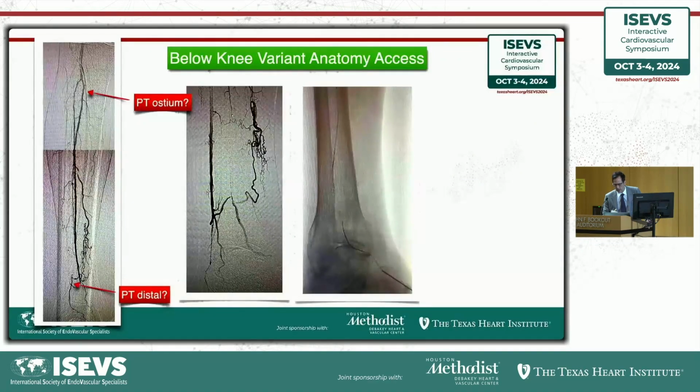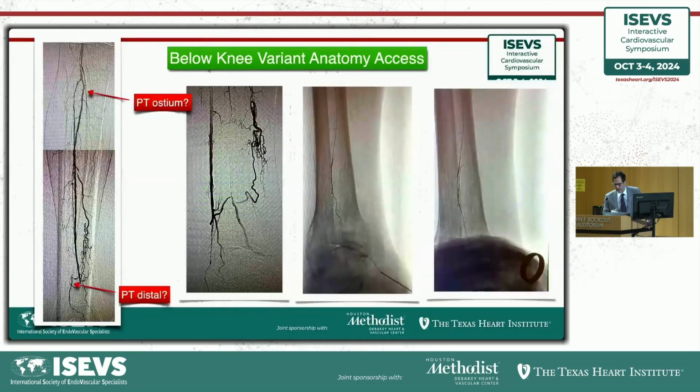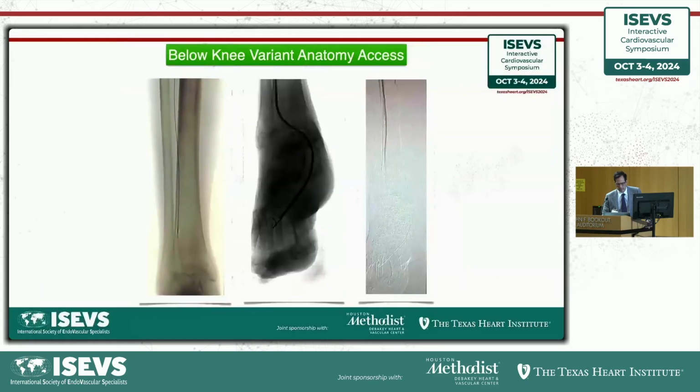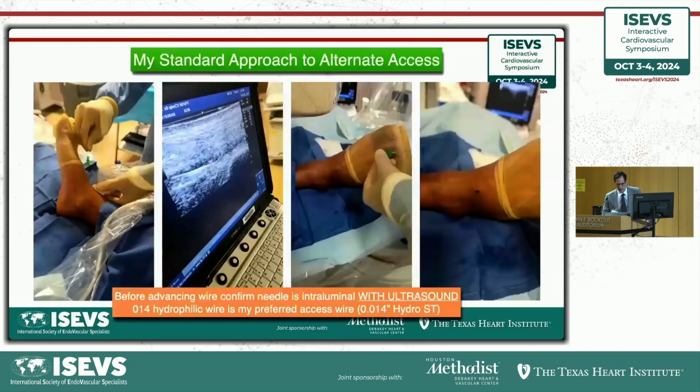So I get access in the posterior tibial retrograde. My wire goes directly into that peroneal, and I cross the distal cap. My wire stays intraluminal throughout from the retrograde approach, and then I'm able to treat from above with atherectomy, balloon angioplasty. So this is a peroneal with posterior dominance.